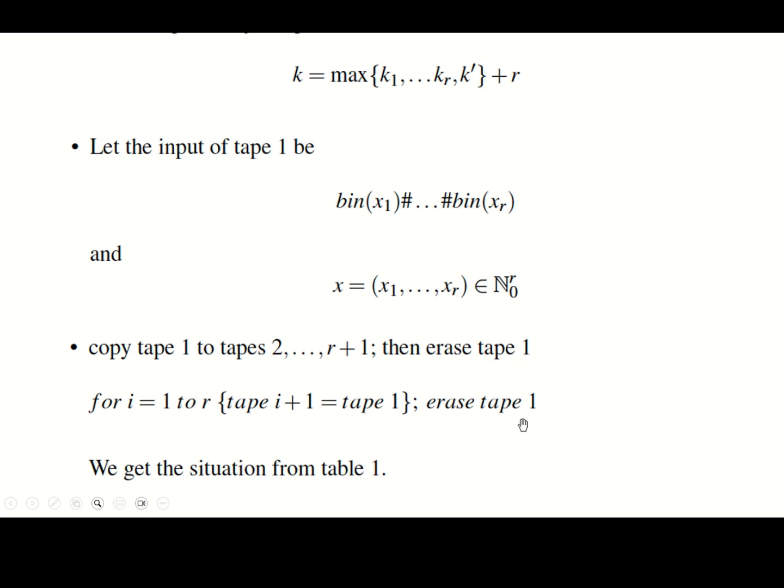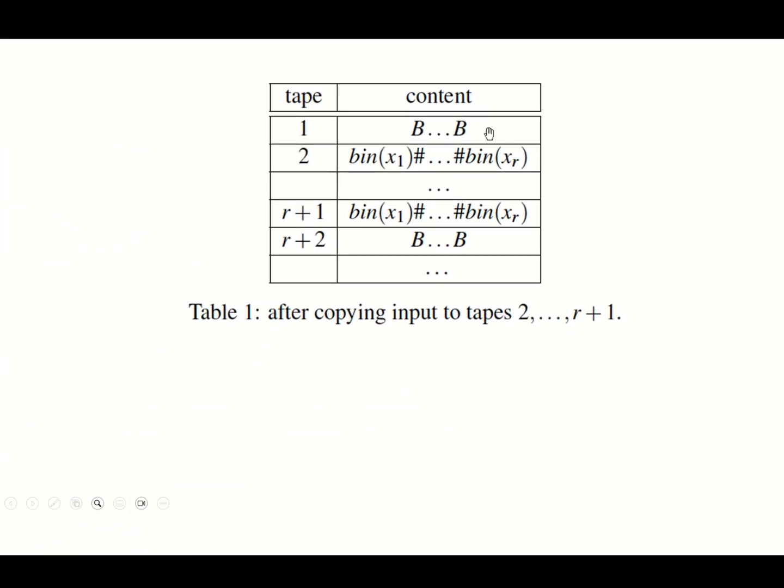This can be written this way as a code. This means for i from 1 to r, tape i plus 1 becomes tape 1. So you're copying tape 1, and then you're concatenating this with erase tape 1. Even though this looks like I'm writing some kind of code, what I'm really writing are just Turing machines, which I named as if they were code. So that's it. This is how it looks now.